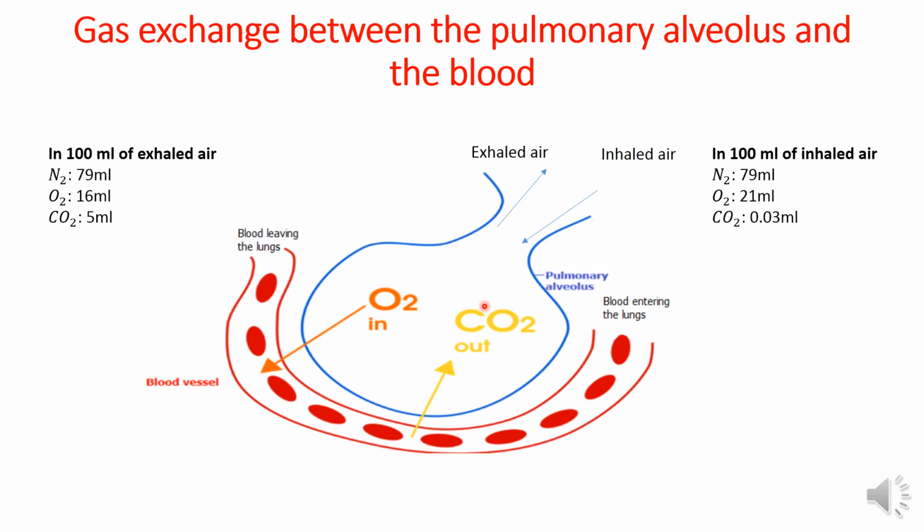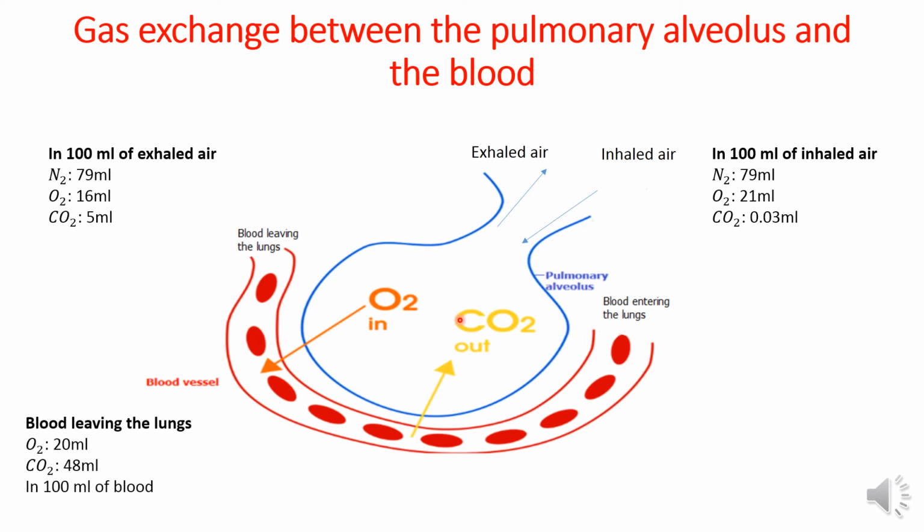Now let's talk about the carbon dioxide gas. The difference between the carbon dioxide gas of the exhaled air and that of the inhaled air is approximately 5 milliliter. This means that 5 milliliter of carbon dioxide gas is rejected from the body by exhalation. It's rejected from the blood or from the body.